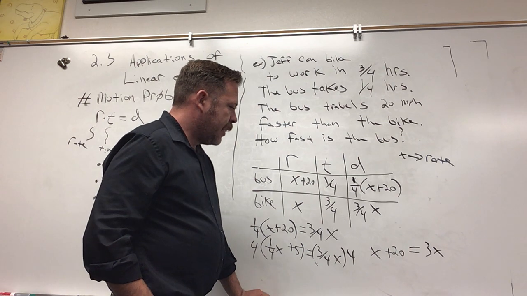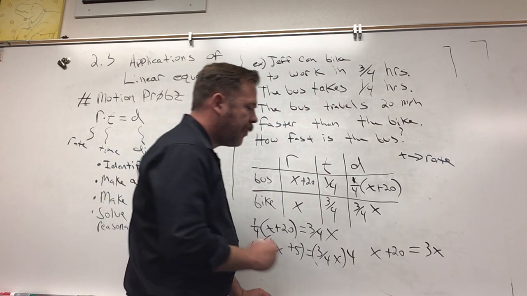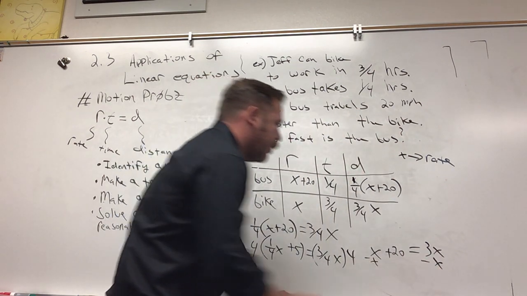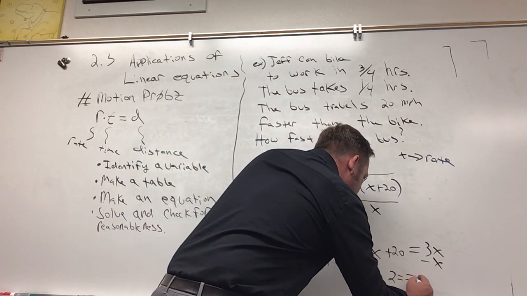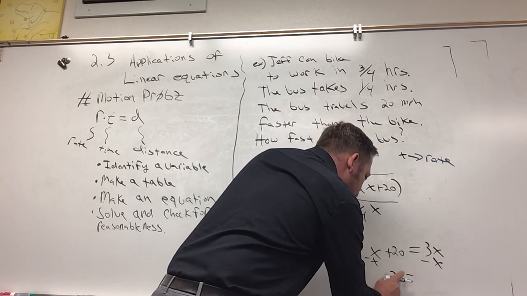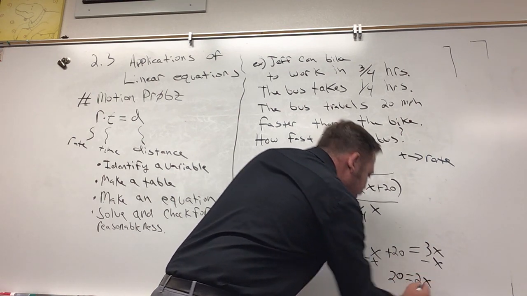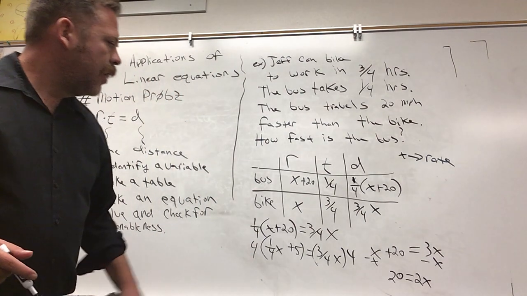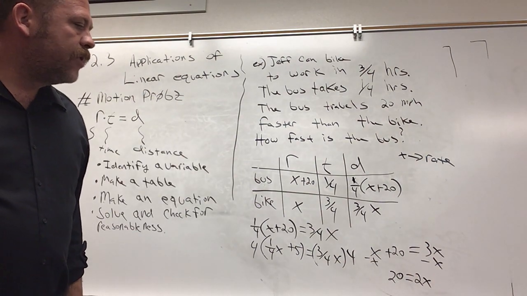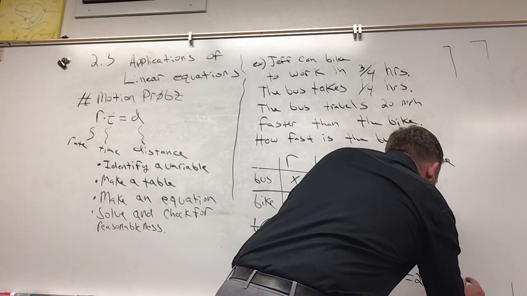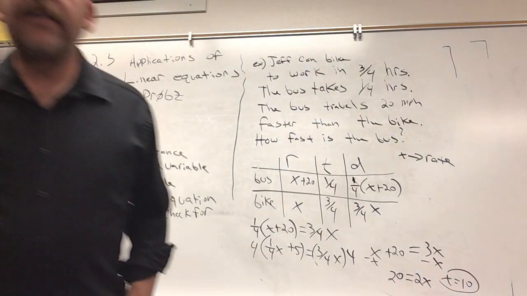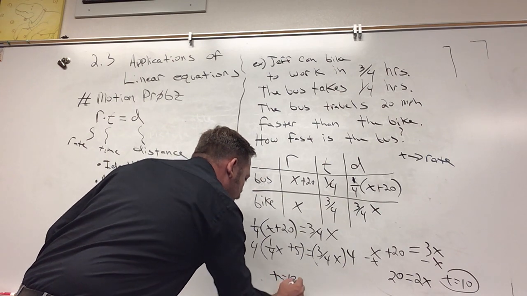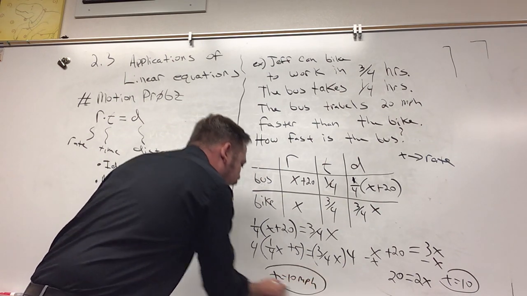And then that's it. Now I can move all the x's to one side. Minus x, and then 20 equals 2x. I'm running out of room, I'm sorry. Wish I had a nice recording studio. And then I will divide both sides by 2, and x will equal 10. That is my answer. Oh, I'm gonna write it right here. x equals 10 miles per hour, okay?